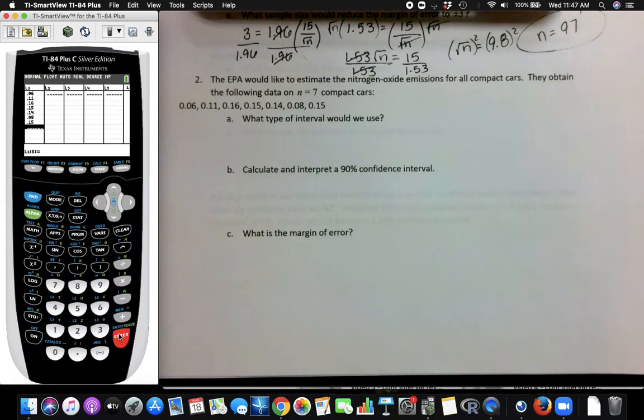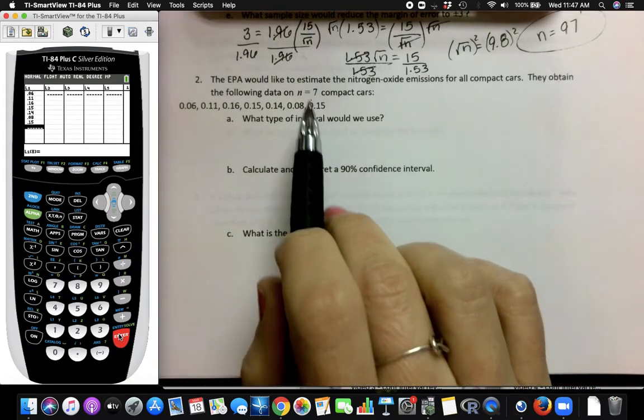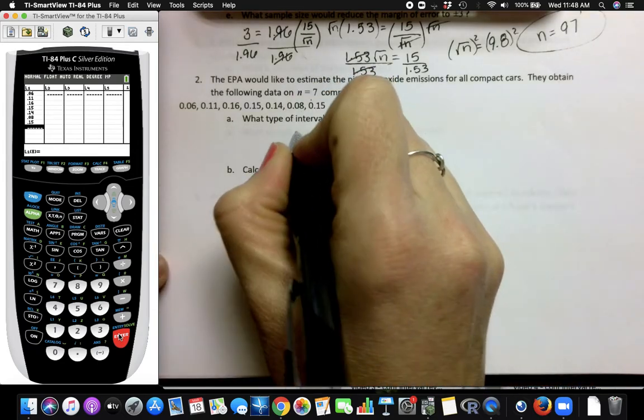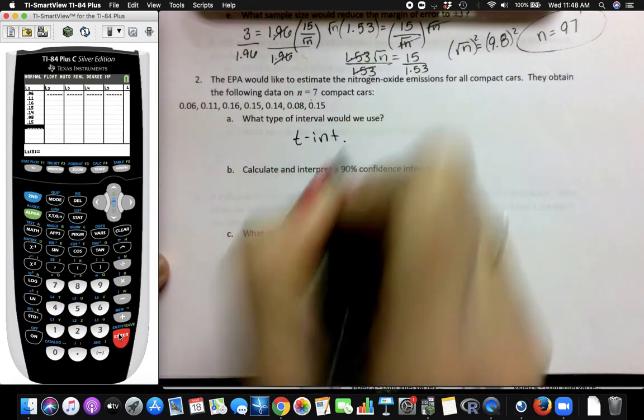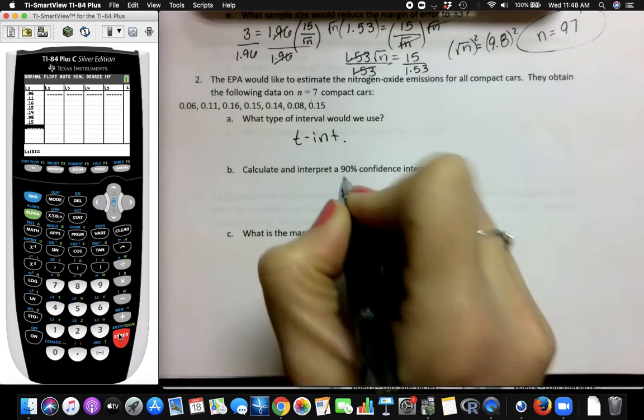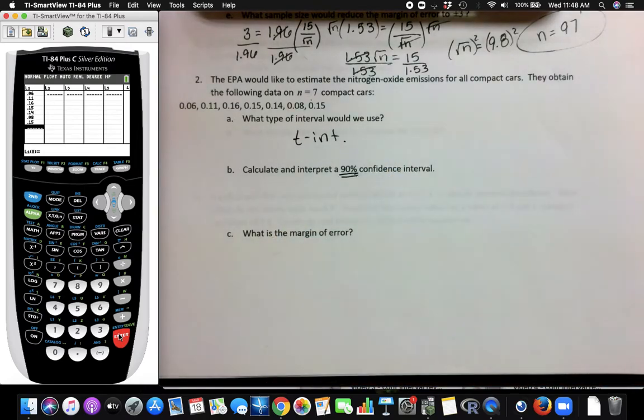So it should have 7 values. That's good. Okay, so nothing was given on this. No sample mean, no sample standard deviation, nothing. We were just given the data set. So the most obvious thing that's missing is the population standard deviation, and we have a very small sample size. So this means we're going to use a t-interval. Now, be careful here. They want us to use a 90% confidence interval.